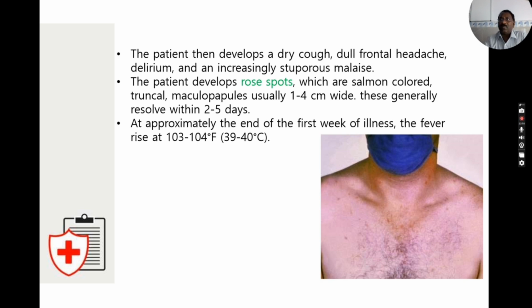So the patient develops a cough, it is a dry cough, dull frontal headache, delirium, and an increasingly stuporous state. Rose spots are a truncal, maculopapular rash, usually 1 to 4 centimeters wide. These generally resolve within 2 to 5 days. Approximately at the end of the first week of the illness, the fever rises to about 103 to 104 degrees Fahrenheit.